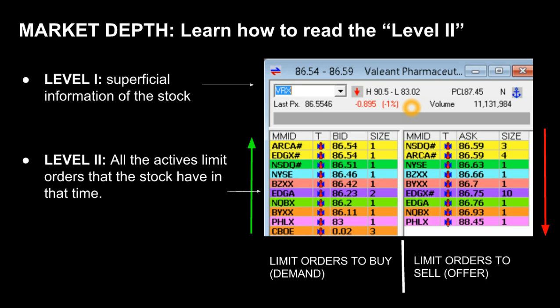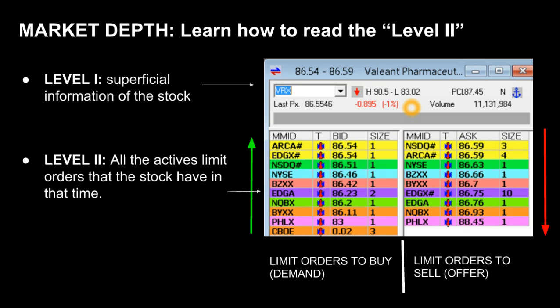I'm sorry if I can't explain this in English to make it really understandable, but it's my second language. So I think we understand the level 2 right now.